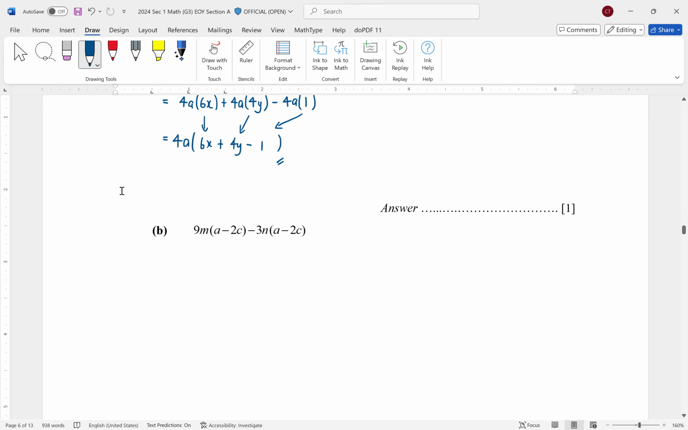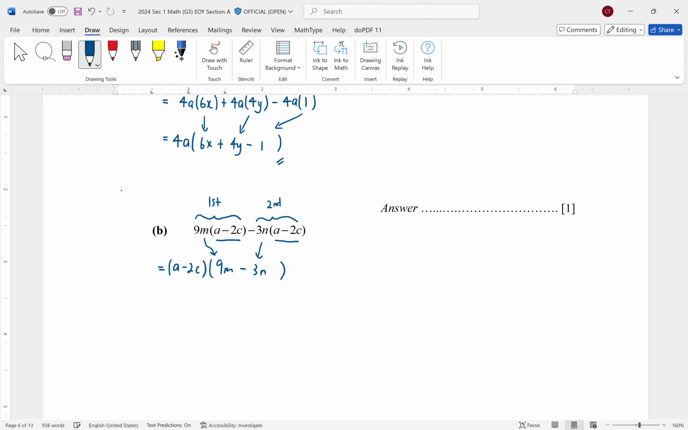Let's look at 9b. For question 9b, once again, we try to look for a common factor. Over here we have two terms. This is the first term, and this is the second term. Do you see anything common here? You see this thing is common: a minus 2c. Since it's common already, remember, whatever is common, we take and put in front, and the rest of the things go inside the big bracket. So what is remaining will be the 9m, and then minus, so we hold the minus, and then the 3n goes inside.